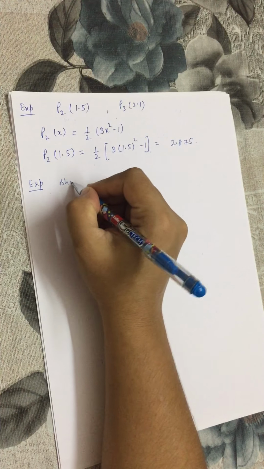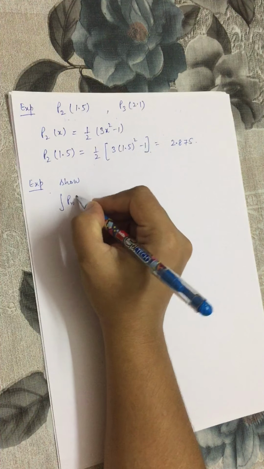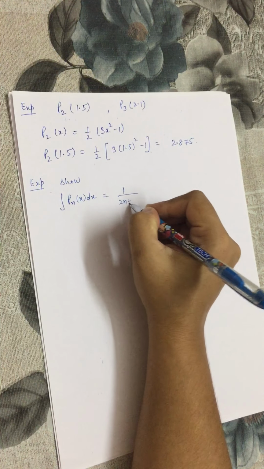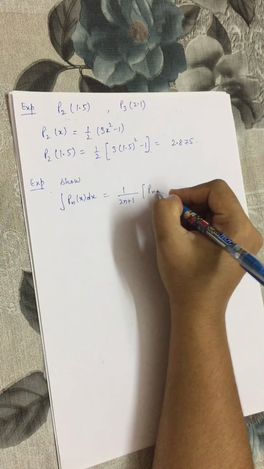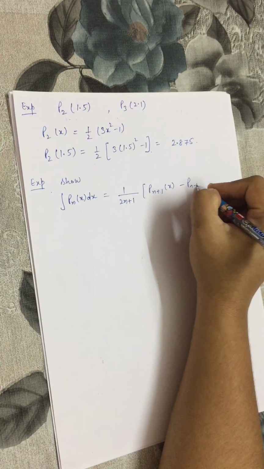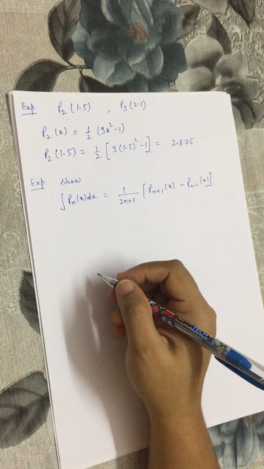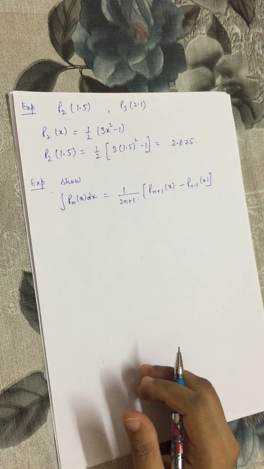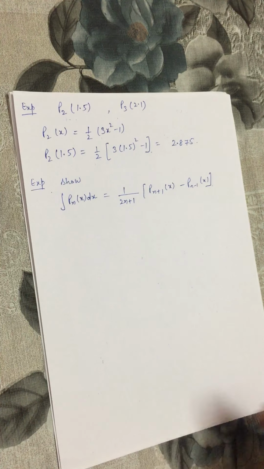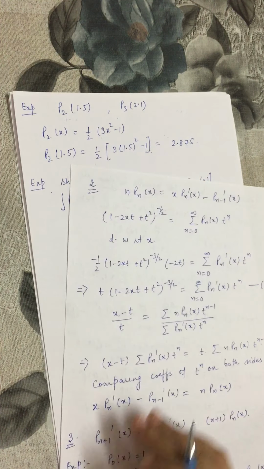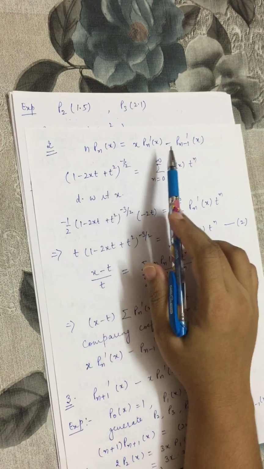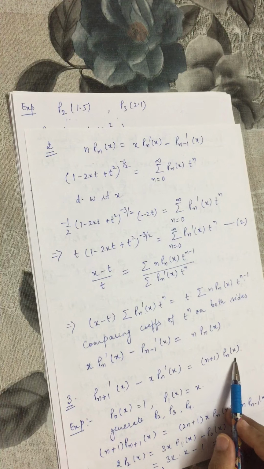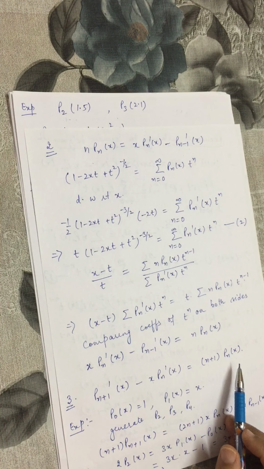Let us take one more example. We have to show that integral of pn x with respect to x is just 1 upon 2n plus 1 into pn plus 1 x minus pn minus 1 x. So now we will use here the second and third recurrence relation and we add them. The second and third recurrence relations are n into pn x is equal to this, and the third one is pn plus 1 dash x minus x pn dash x is equal to this. We add these two recurrence relations.